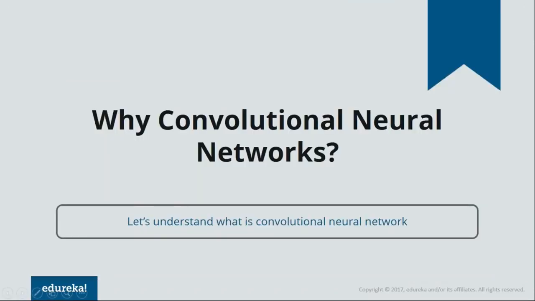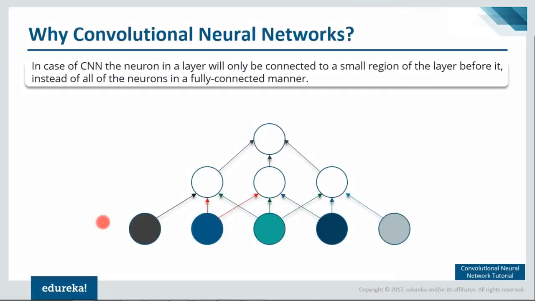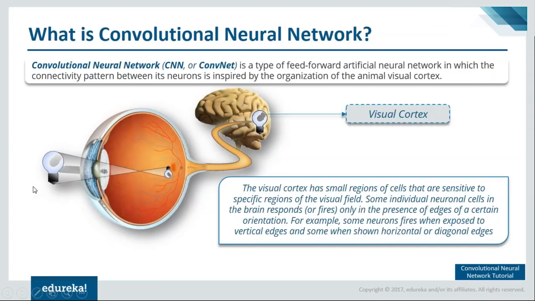Now let's see why we need convolutional neural networks. Basically, in a convolutional neural network, a neuron in a layer will only be connected to a small region of the layer before it. If you consider this particular neuron which I'm highlighting right now, it is only connected to 3 other neurons, unlike the fully connected network where this particular neuron would be connected to all these 5 neurons. Because of this, we need to handle fewer weights, and in turn, we need fewer neurons as well.